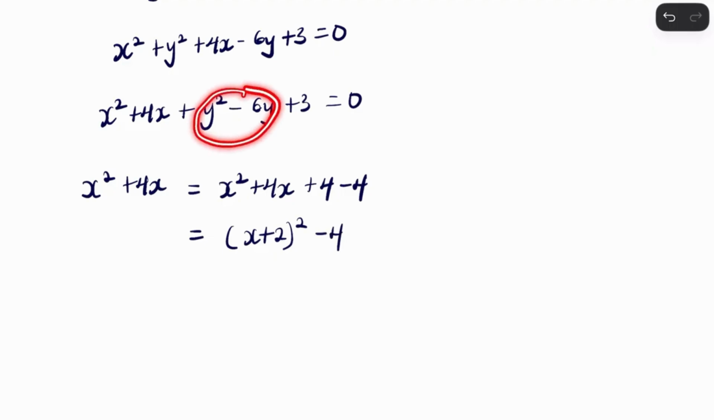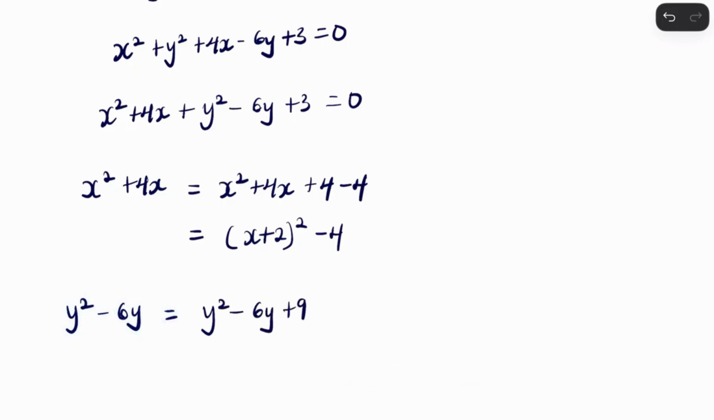Likewise, we are going to take the terms with y and y squared. So we are going to have y squared minus 6y. The method of completing the square says that find half of this. So half of minus 6 will be minus 3. So when you square minus 3, you're going to have 9. So you're going to add 9, then you subtract 9 at the same time, right? So we're going to have y squared minus 6y plus 9 minus 9, right?